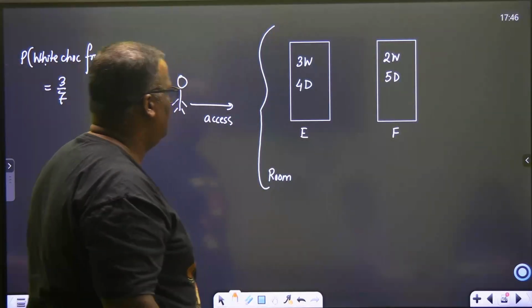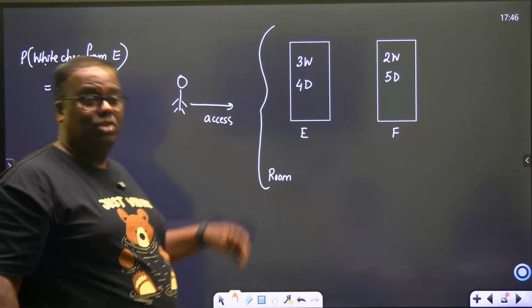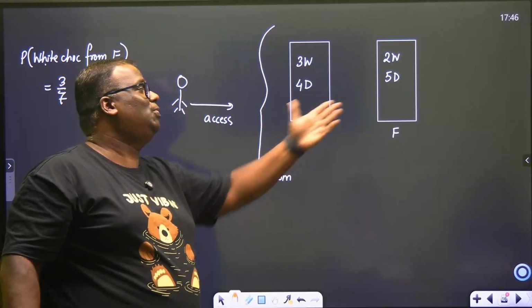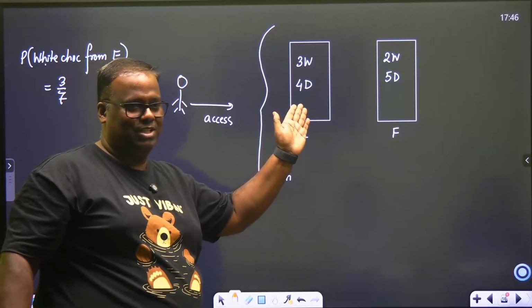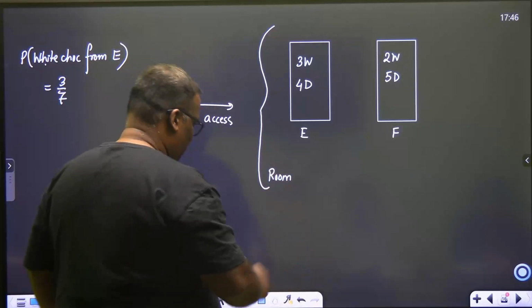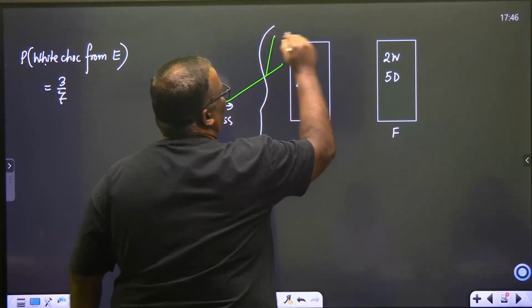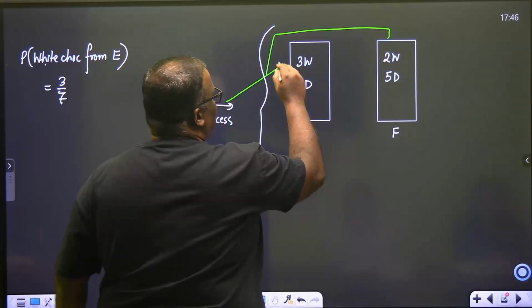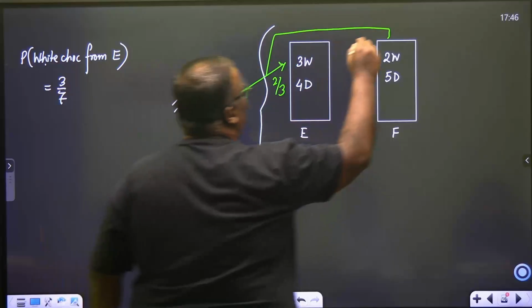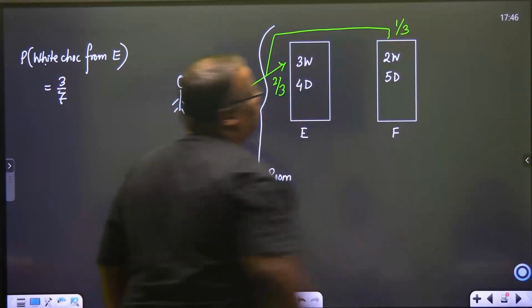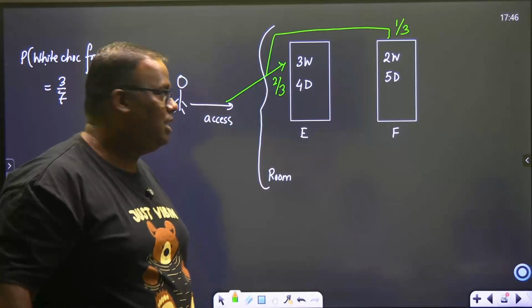Now, you are entering into this room. Obviously, you are lazy. Why will you go to the further off fridge? You will always go and open the first fridge. So let us say that once you enter this room, you have choices now. Either you go here or you go here. Since this is nearby, we say that there is a 2/3 chance you will open this fridge. There is a 1/3 chance that you will open this fridge. Have you understood?